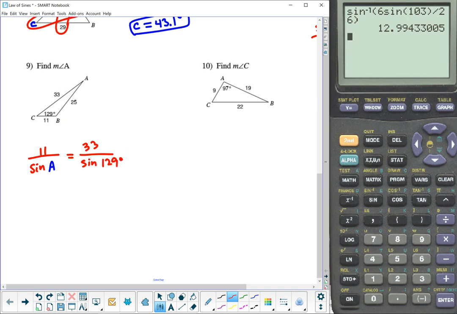33 over sine 129. Students, tennis practice is canceled for today. Today's snack is plain bagel with cream cheese, celery stick with peanut butter, bananas, string cheese, fruit punch, and the choice of chocolate, strawberry, or white milk. This snack is free for all students, so make sure to head on over to the second lunch window to pick up your snack.